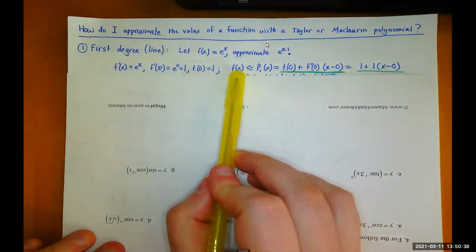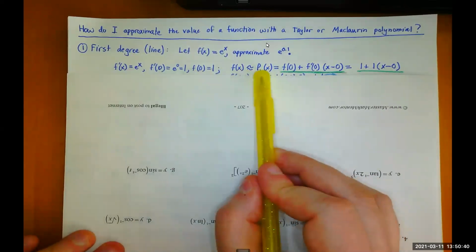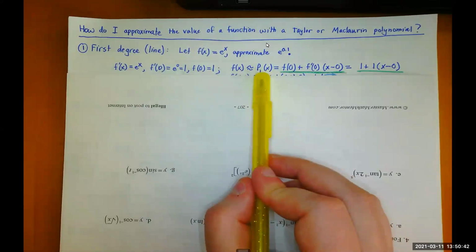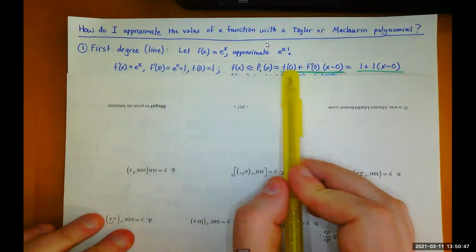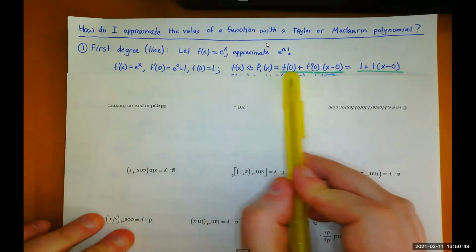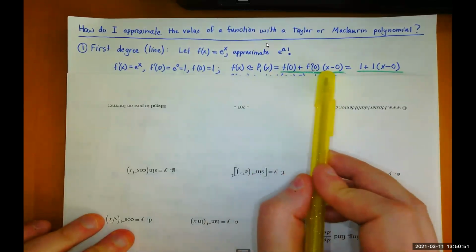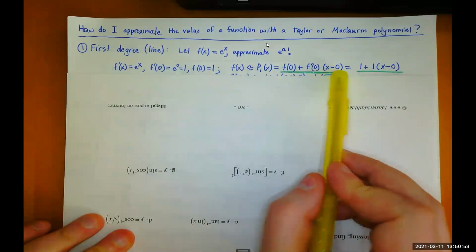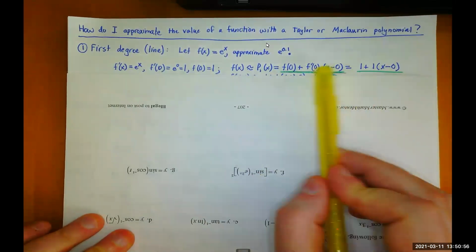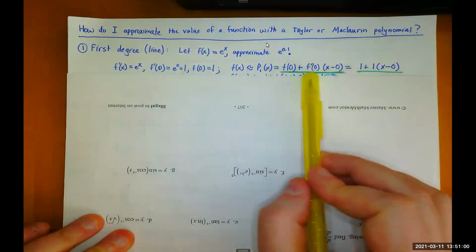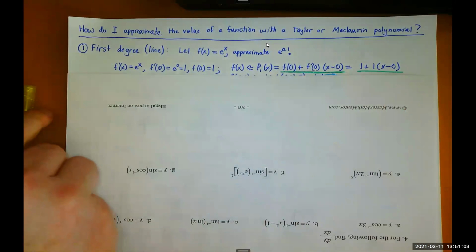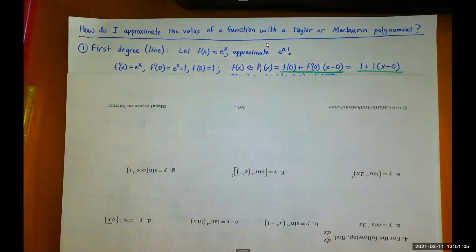That means f of x is approximately equal to p sub 1 of x. Please recall this notation from yesterday. That means the first degree polynomial. And that equals f of 0 plus f prime of 0 times the quantity of x minus 0, where f of 0 is 1, f prime of 0 is also 1, and this is no different from what it has always been.